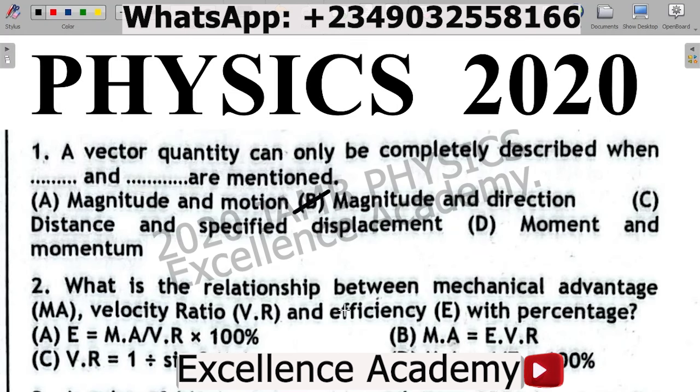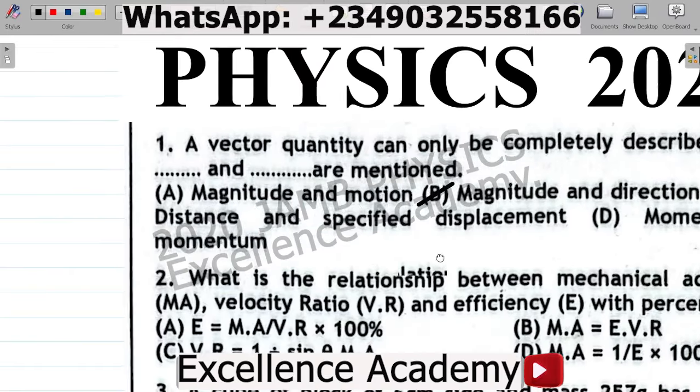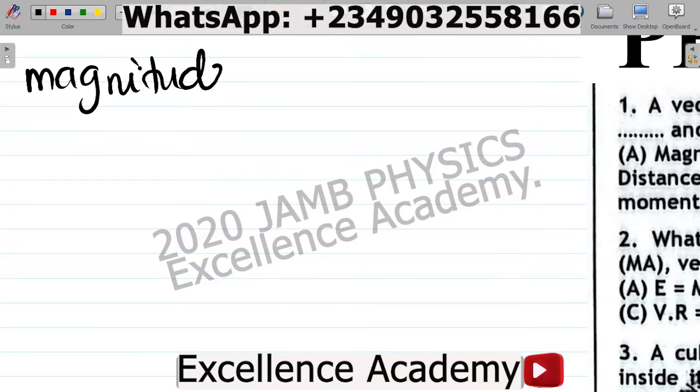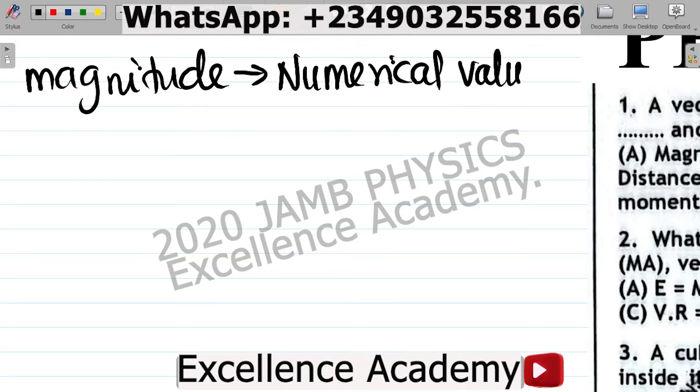Magnitude and direction. You want to take note that a vector quantity is simply a quantity that has magnitude, and by magnitude we mean numerical value, right? So when they say a vector has a magnitude, the term magnitude simply means a numerical value or size. That's the meaning of magnitude, and also direction.